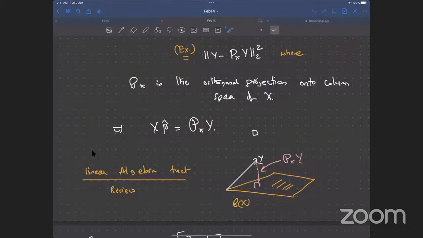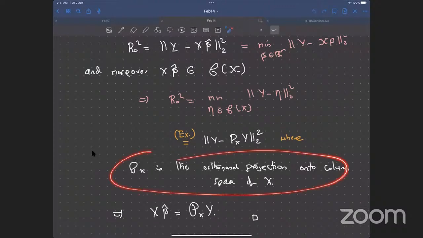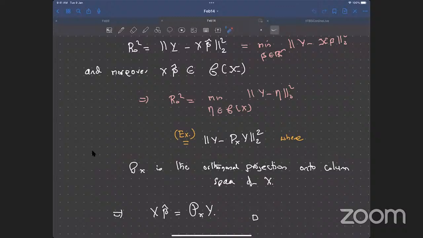So that's what's happening here. Every X beta lies here, and you want to find the vector here that's closest to Y. And that's given, but in linear algebra, you can easily check that it's given by the orthogonal projection of this guy. And that's what I've proved here. I've just said that's true. That's something you have to check from linear algebra, why that's true. But that's something you can easily check.